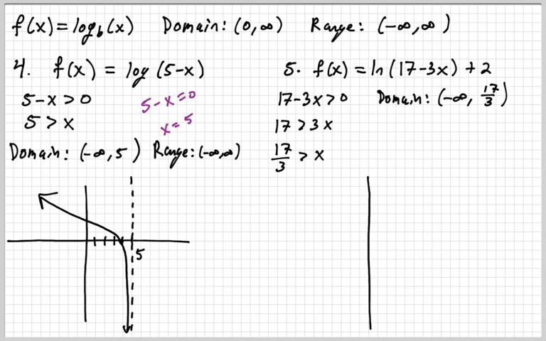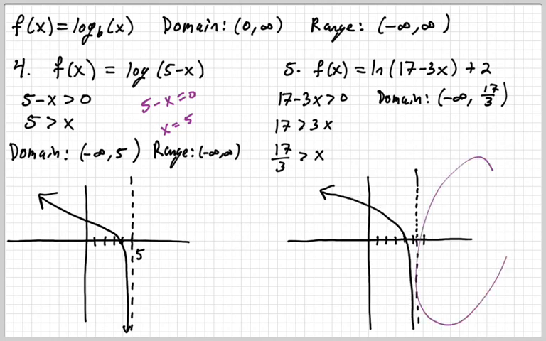Okay, now if we wanted to do a sketch, well, what makes the argument 0, the 17 minus 3x is equal to 0, is 17 over 3. So that's going to be somewhere about there. There's your vertical asymptote. And it can't be over here because the domain is less than 17 over 3, or x has to be less than 17 over 3. And so we have a similar graph to the previous one. Again, we know that the range of a logarithm is going to be all real numbers.